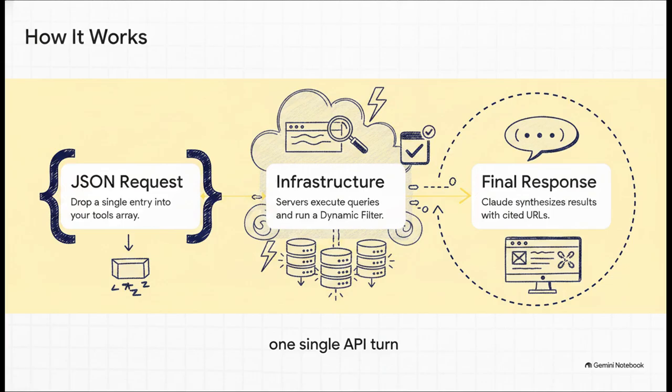Step 1, you just drop a single entry into your JSON request tools array. Step 2, Claude decides when a search is needed, and Anthropic servers actually execute the query, fetch the pages, and run a dynamic filter. Then, step 3, you get back a perfectly synthesized response, complete with cited URLs. The best part? All of this happens in one single API turn. You never have to handle the intermediate round trips yourself.